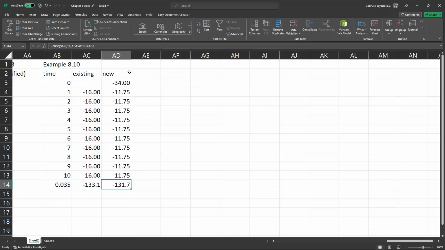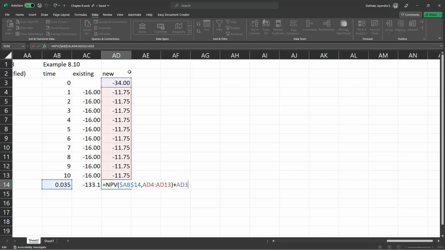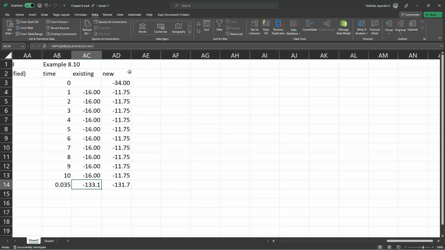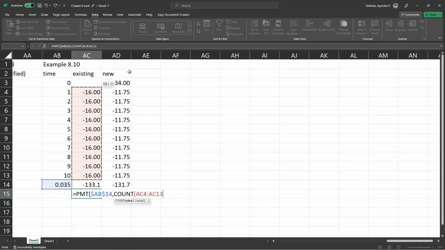All we need to do is just Ctrl+R, because it's going to copy to the right, except the cell that we fixed. So these are the net present values. Now to convert these into equivalent annual payments, like we saw in example 8.9, just use the PMT function: PMT rate, and for the number of periods, we'll use a COUNT function. So it has to count the number of entries here and determine how many years we got these cash outflows. And the present value is essentially the net present value. The future value is 0 because we've depreciated everything, and the type is 0 as well.